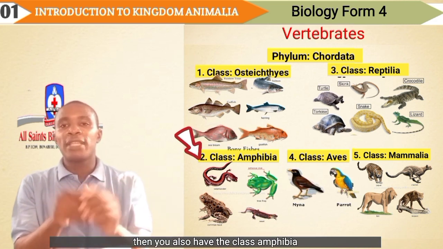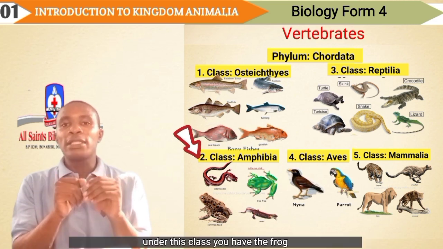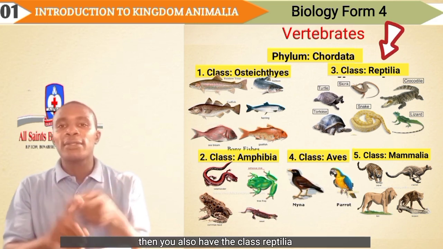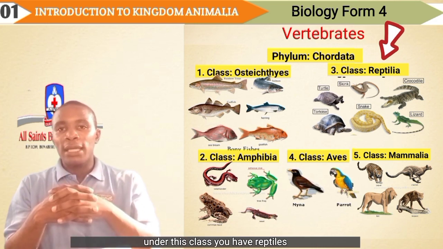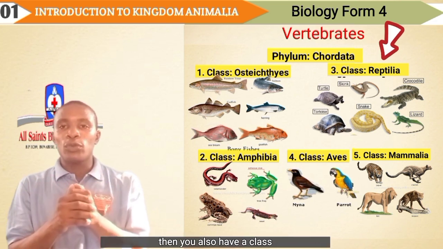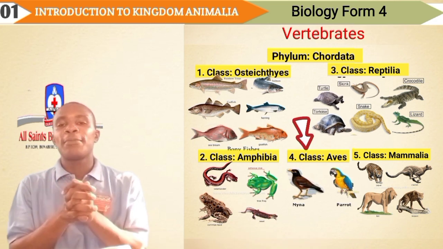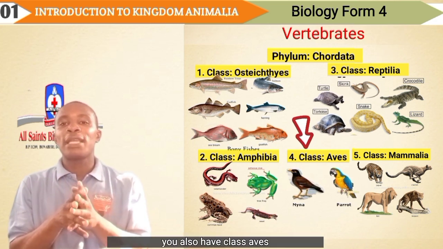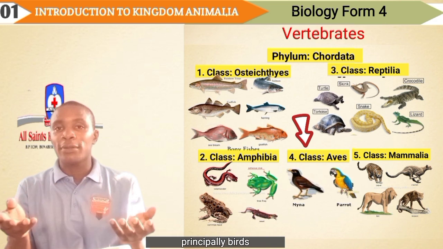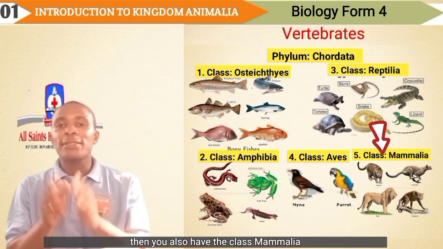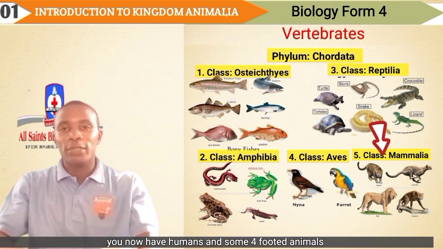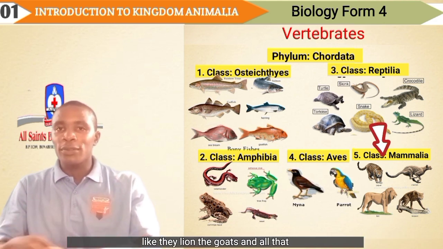Then you also have the class Amphibia. Under this class you have the frog and the toads. Then you also have the class Reptilia. Under this class, you have reptiles like the lizard and the snakes. Then you also have the class Aves, and under this class, the organisms that are there are principally birds. Then you also have the class Mammalia. Under class Mammalia, you now have humans and some four-footed animals, like the lion, the goats, and all that.